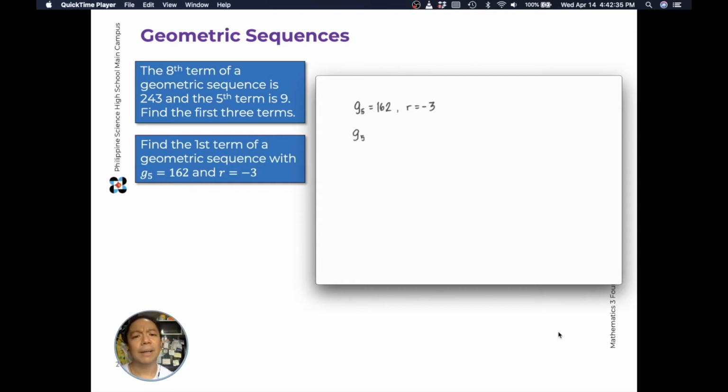I think this is just a matter of using the formula that the fifth term is equal to the first term times r raised to 5 minus 1, or r multiplied to the first term 4 times. Substituting our values, we have 162 is equal to g sub 1 times negative 3 raised to 4. And so g sub 1 is equal to 162 over positive 81, or 2. So the first term of this geometric sequence is positive 2.